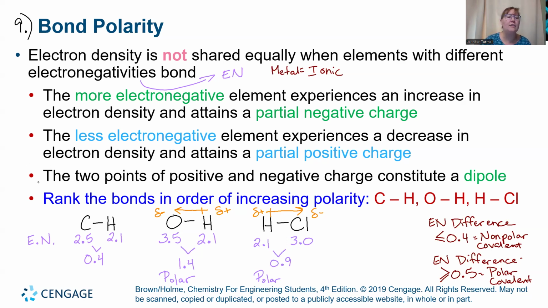And then if we wanted to go ahead and rank these in terms of increasing polarity, we would say our CH bond is first, and our HCl bond is next, and our oxygen-hydrogen bond is last. Okay, because increasing polarity is looking at these electronegativity differences.